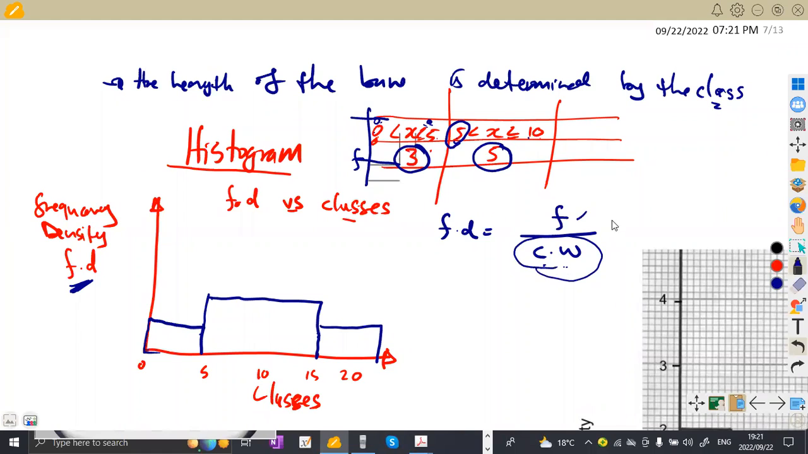Kukura kwakaita class yedu. So we can simply say class width is equal to the upper class minus the lower class. So the upper class is the end of the class. Lower class is the beginning of the class. Kukutangira class yedu. Parikuoneka. So each and every information that you're going to be given, kana usina column ye frequency density, you are forced to kutogadzira that part ye frequency density.